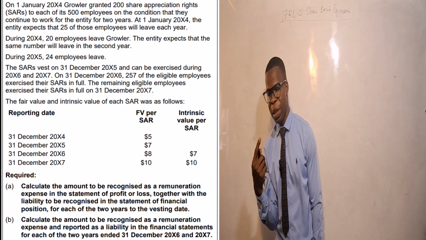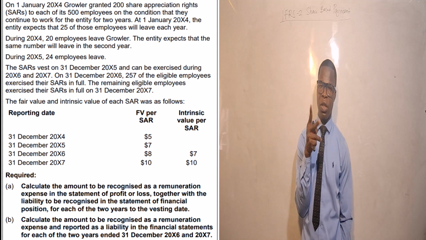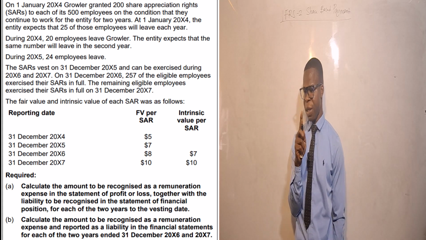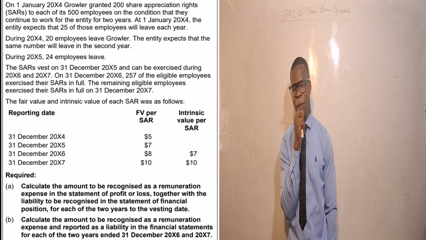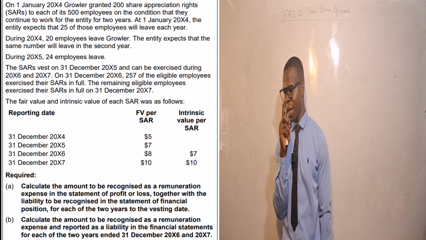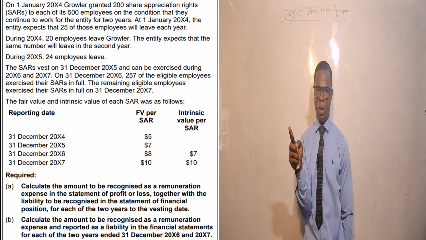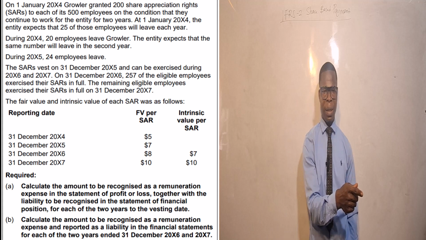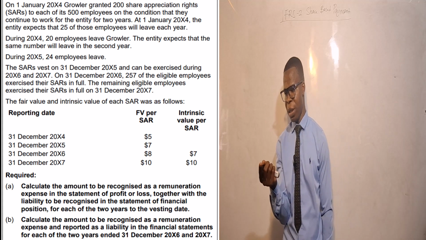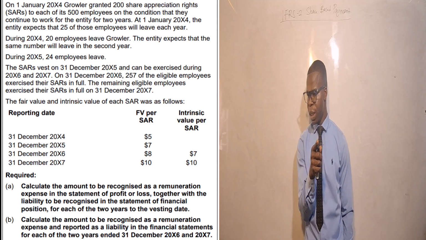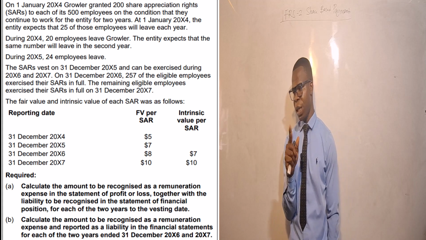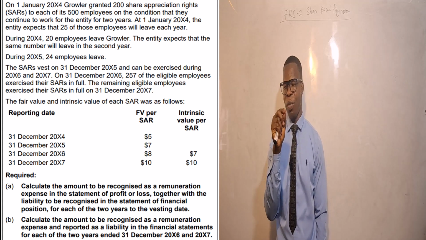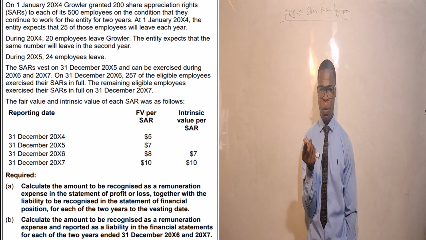In 2015, 20 employees actually leave. We are just looking at 2 years. Now, the share appreciation rights vest on December 1st, 2015, and can be exercised during 2016 and 2017. So the employees can exercise the share appreciation rights in 2016 and 2017. Now let's look at what is happening on 31st December 2016. 257 of the employees are eligible to exercise their share appreciation rights in full. So we will look at that.